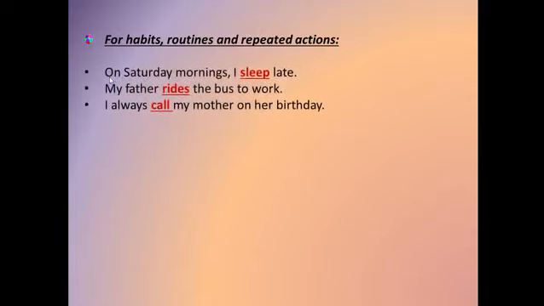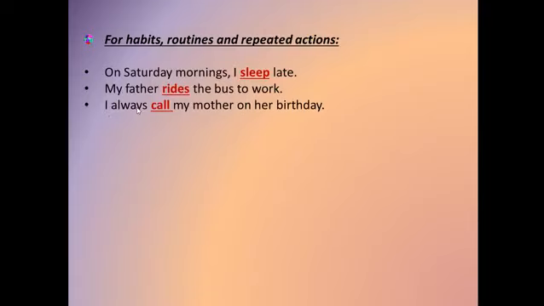For example, on Saturday mornings I sleep late. So this means that every Saturday morning it's my habit to sleep late. Okay, the second example, my father rides the bus to work. So this is also a routine. This is something that happens every day. So for example, my father can never ride a taxi to work. Okay, this is his routine. Every day he takes or rides the bus to work. Okay, this is a repeated action.